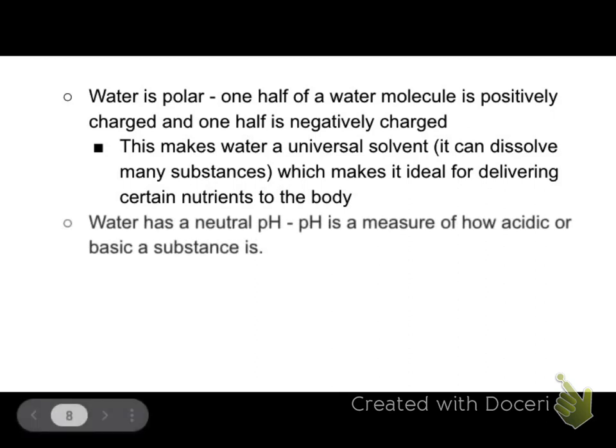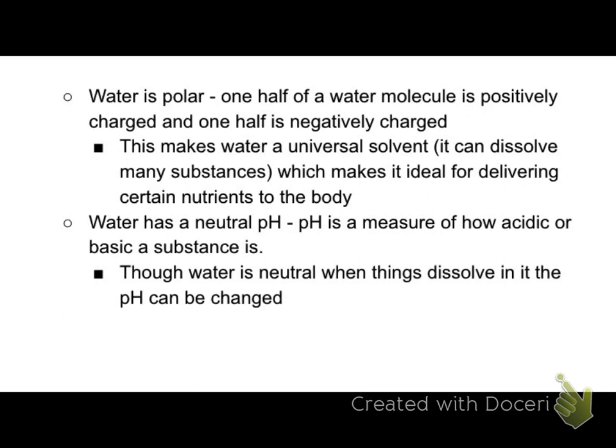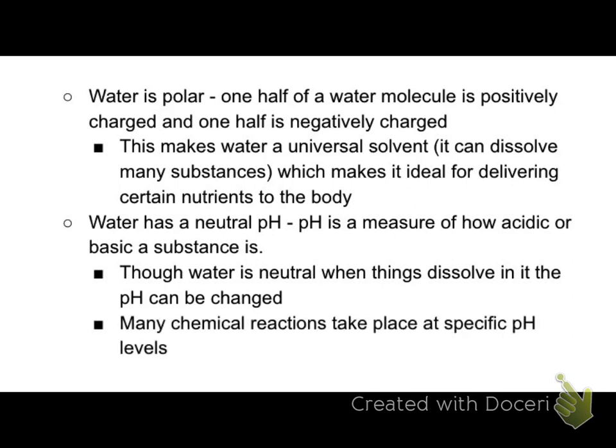And the last thing that we should talk about is that water has a neutral pH. pH is a measure of how acidic or basic a substance is. So it's a scale. It goes from 1 all the way up to 14. 1 is very acidic, 14 is very basic, and 7, which is right in the middle, is neutral, which is what water is. But even though water is neutral, when it dissolves things in it, its pH can be changed by whatever is dissolved in it, and many chemical reactions will only take place at a specific pH level. So being able to help regulate the pH is important.